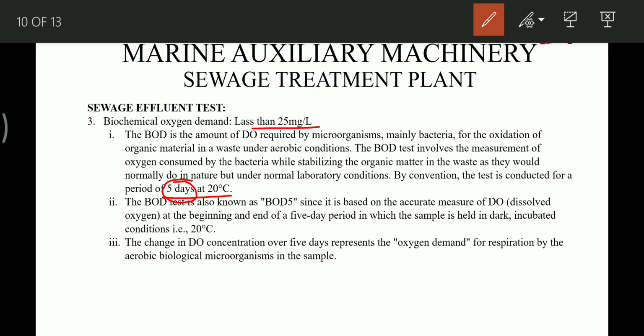So that's why they are writing it BOD 5. If it is BOD 20, then it will be done for 20 days.